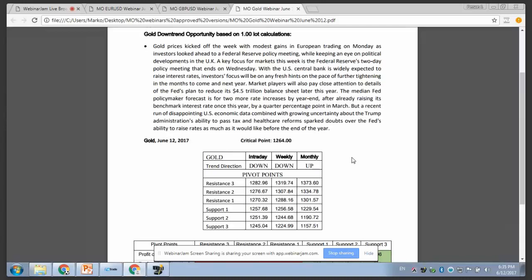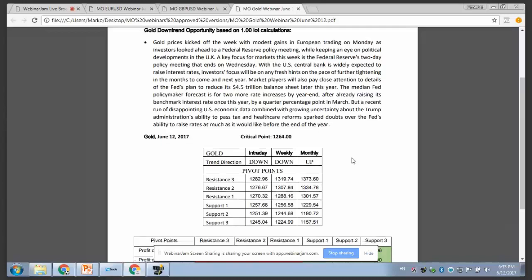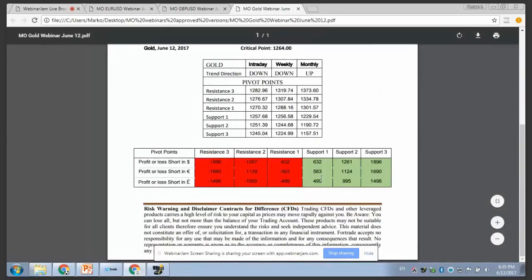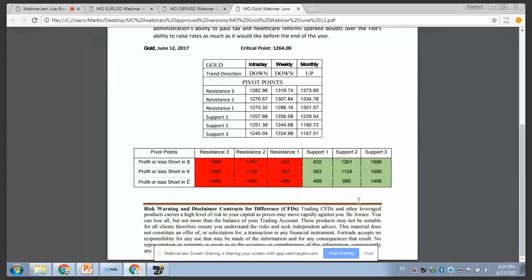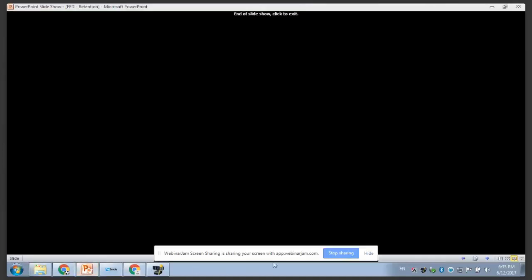Contrary to this, the monthly level is uptrend with support line 1229.54 and with resistance line 1301.57. Also, you have some calculations here. All calculations are based on one lot trading, which on currency pairs is 100,000 units of the base currency in the currency pair, and on gold it is 100 ounces of gold. Now there is time for questions. If there is any question regarding the topic that we covered in this webinar, you can ask now.